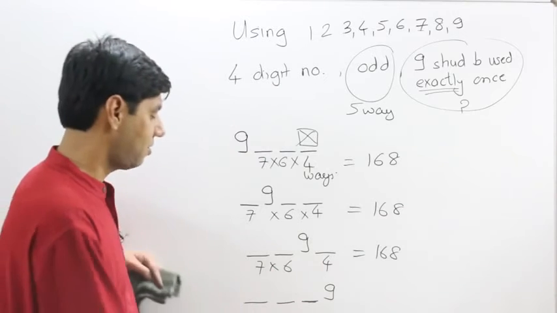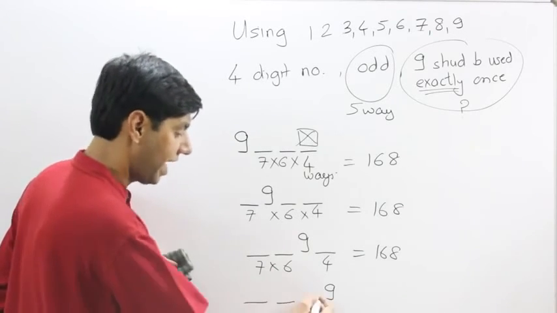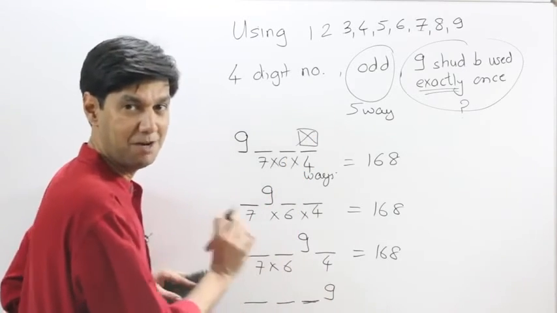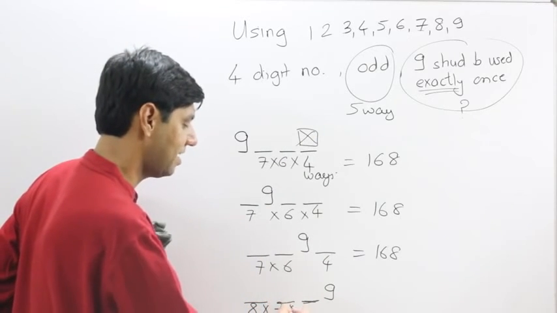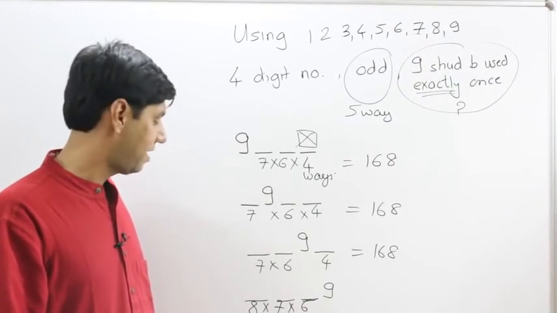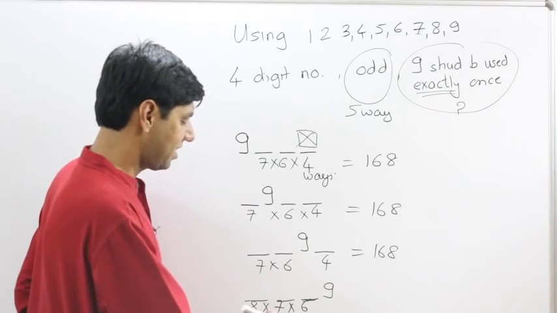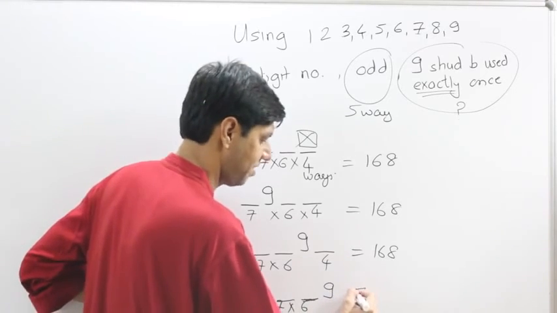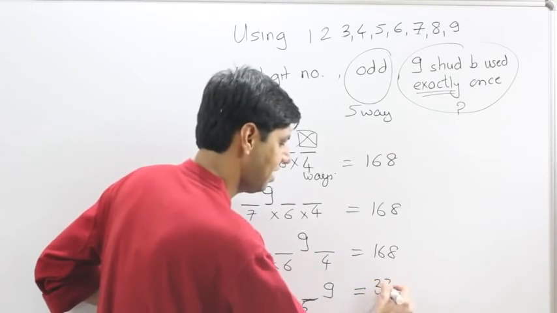How is the last case going to be different? We could fill in 9 here. 9 has gone, so the condition of it being odd is okay. 1 digit has been used up, I am left with 8 digits. So I could fill in 8, 7 and 6 ways. Hope that makes sense. 8 into 7 into 6. 8 7s are 56. 56 into 6, 50 into 6 is 300, so that will become 336.